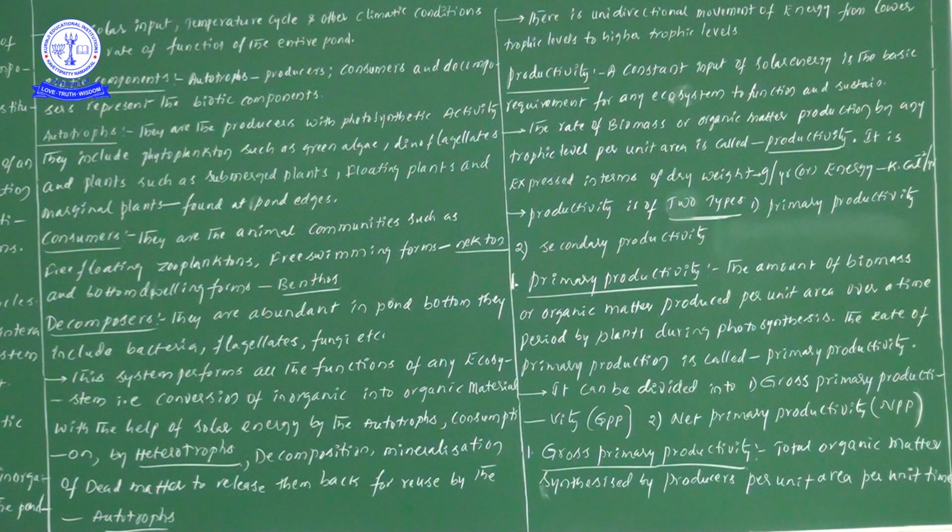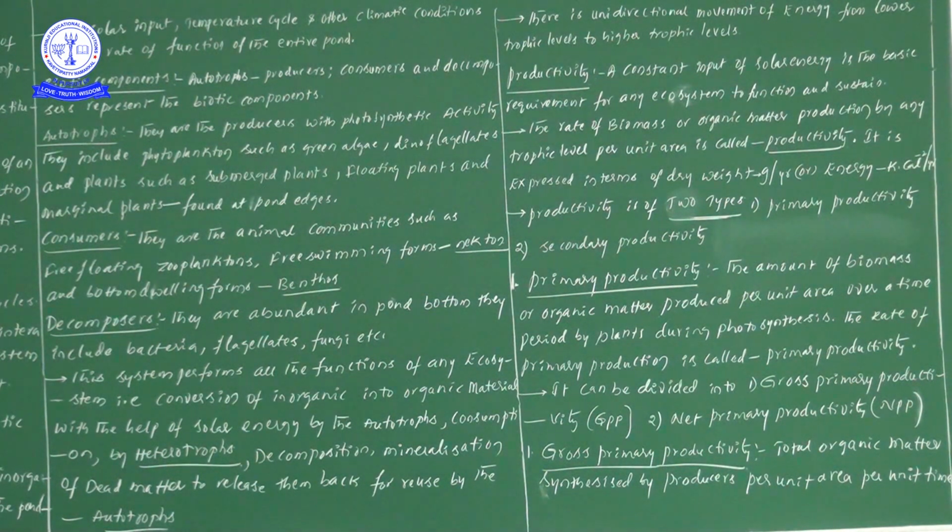Net primary productivity is what reaches the next level, the consumers. Suppose we eat vegetables, leafy vegetables or any kind of fruits. What we are eating is net primary productivity, not gross primary productivity. So here I have given some information related to gross primary productivity.